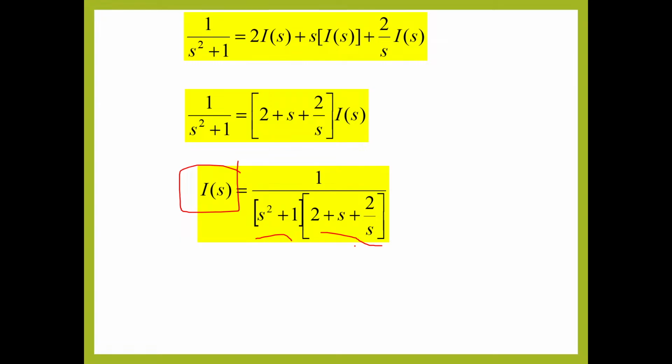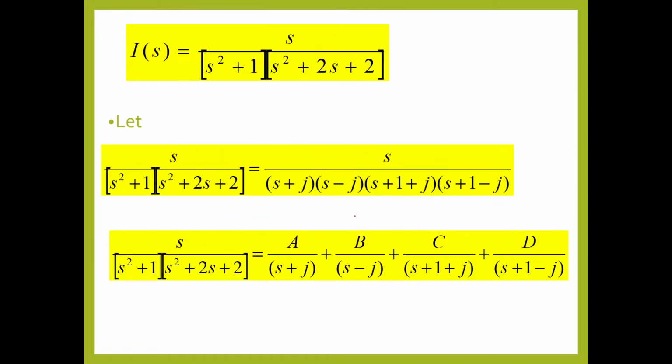Here what I have done is, this 1 by s term I have taken common and sent it to the numerator. So my I of s is equal to s divided by s square plus 1 into s square plus 2s plus 2.